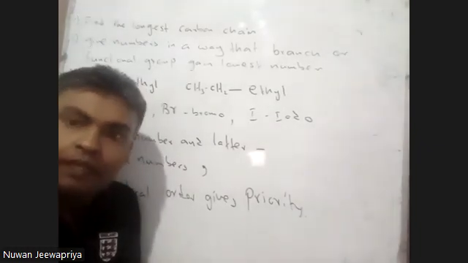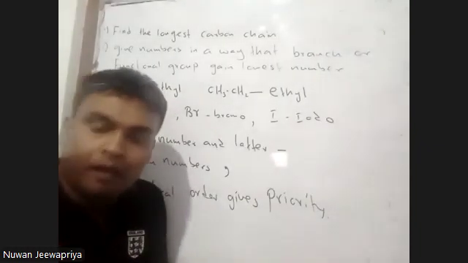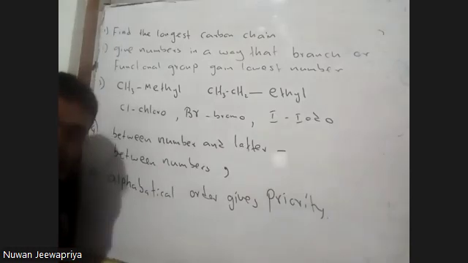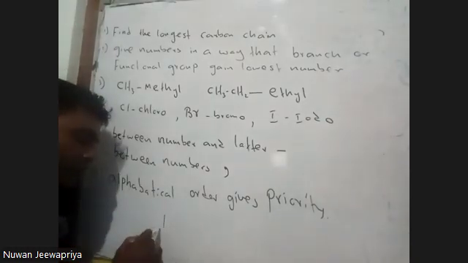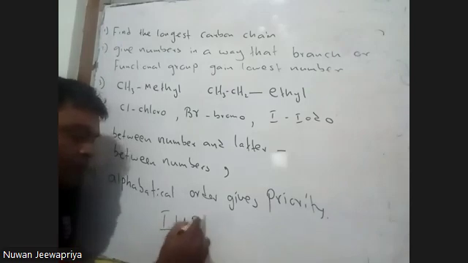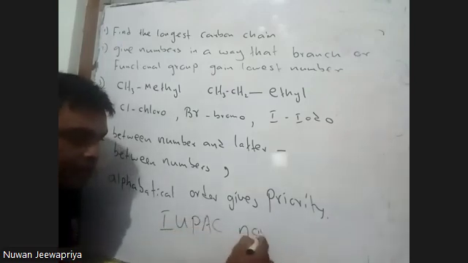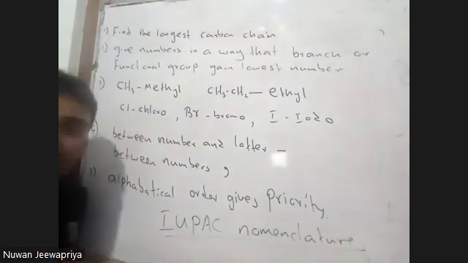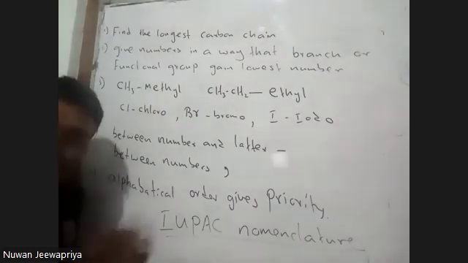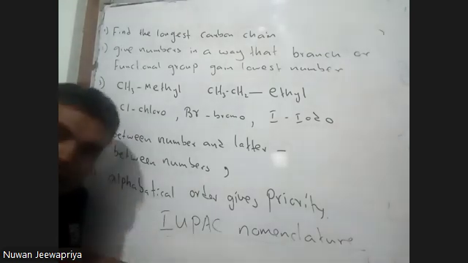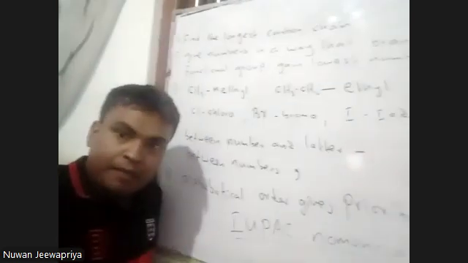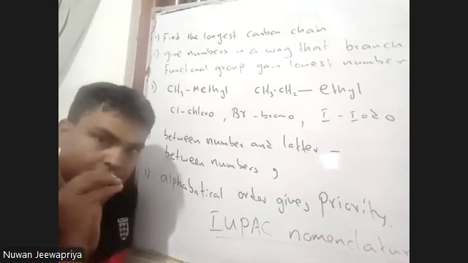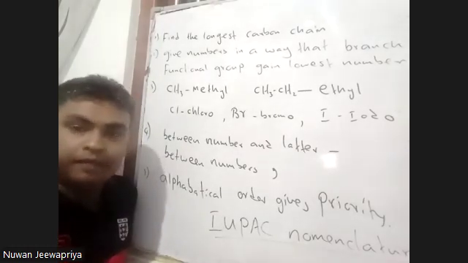Okay, children, now we are again going to discuss organic chemistry IUPAC nomenclature. So the lesson that we are going to start now is IUPAC nomenclature. Now, what is this IUPAC nomenclature? In this IUPAC nomenclature, we discuss in a systematic manner how a scientific name or chemical name is given for a compound.